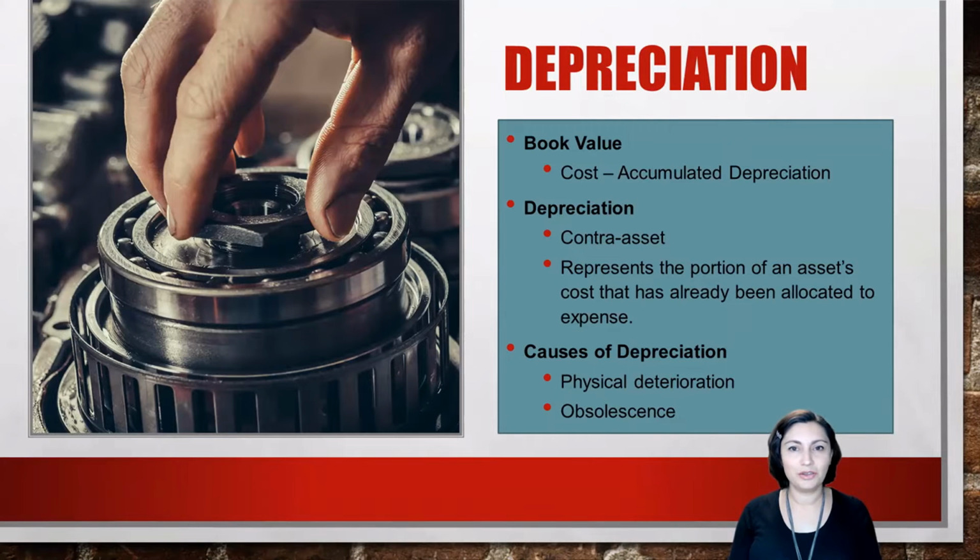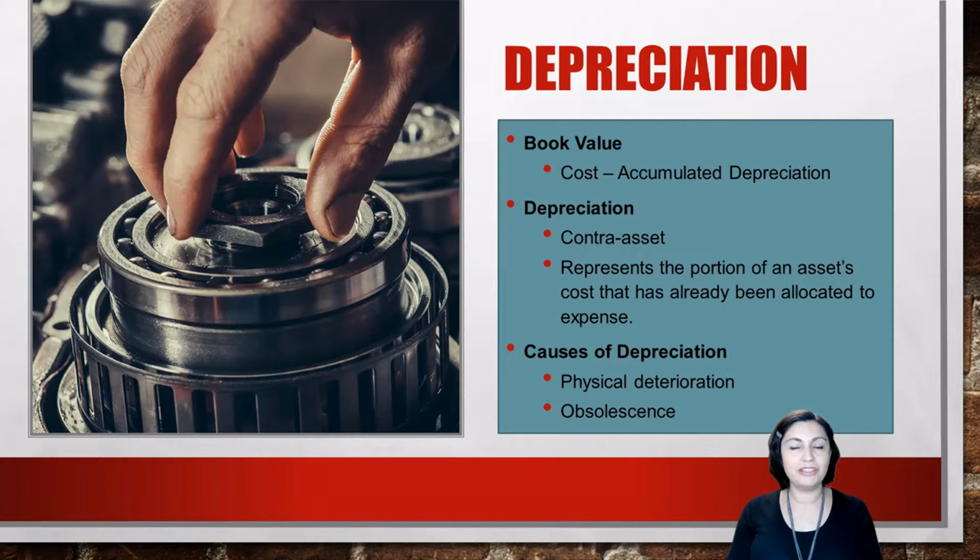Book value is calculated as the historical cost of the asset minus the accumulated depreciation. Book value is the undepreciated cost of the asset. Accumulated depreciation represents the depreciation taken on the asset since its purchase. Accumulated depreciation is a contra-asset account and is subtracted from the asset account to determine book value. Since it is a contra-asset account, it is increased by credit and decreased by debit.